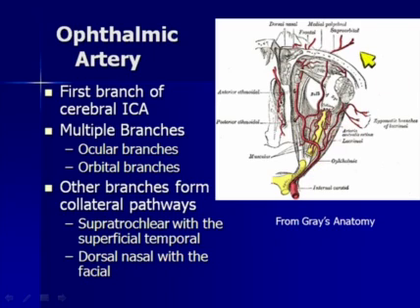So if we were insonating through the orbit of the eye, which we do during transcranial Doppler, we would see that flow coming towards us. Another important aspect of the ophthalmic artery is that these small branches here can collateralize with distal branches of the ECA, namely the superficial temporal and the facial.